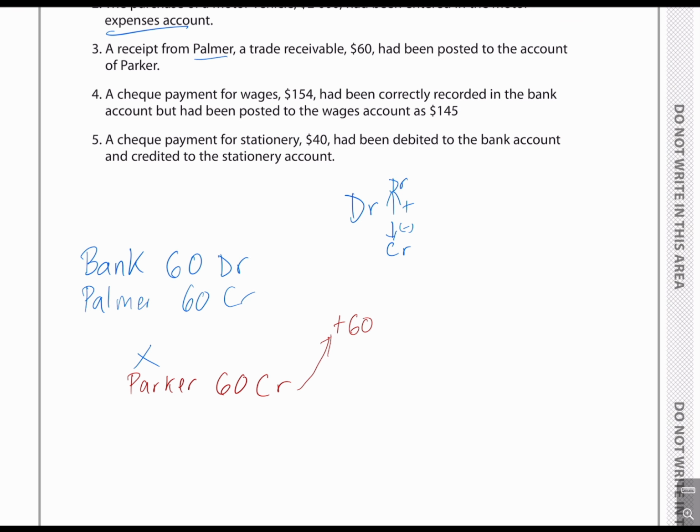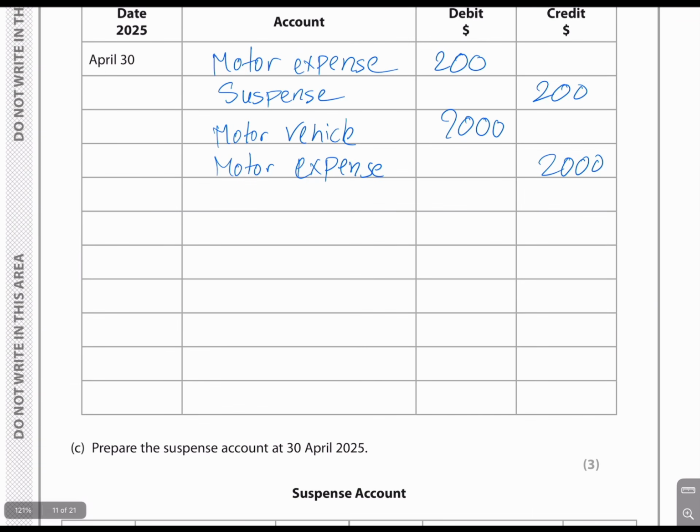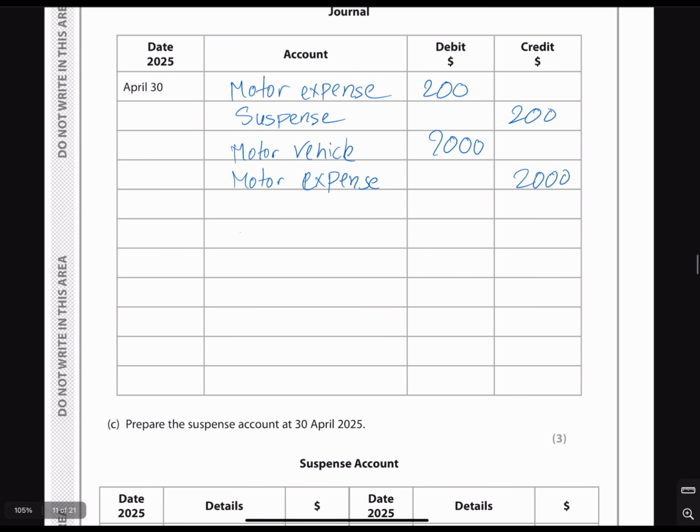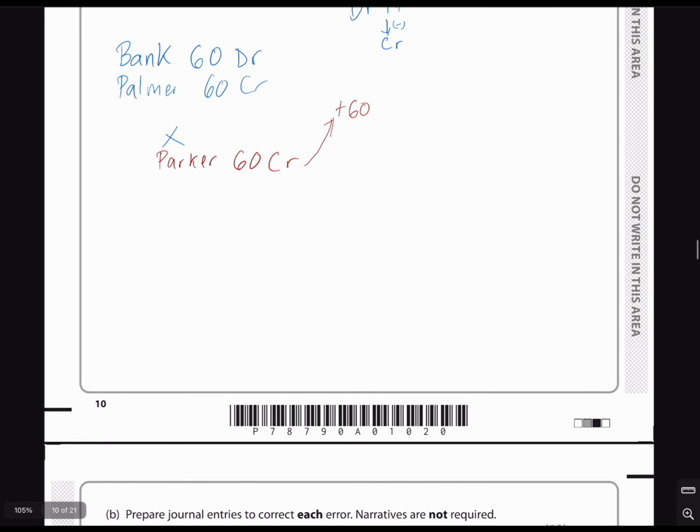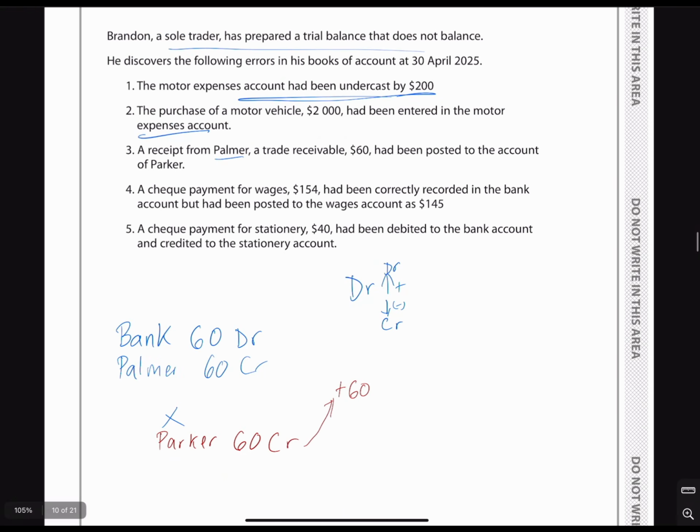So Parker will be debited and Palmer would be credited because we were supposed to credit Palmer. So the correct journal would be this: Palmer 60 credit. And I do understand that you might not understand this without having a proper foundation on journals and without properly practicing correction of errors.